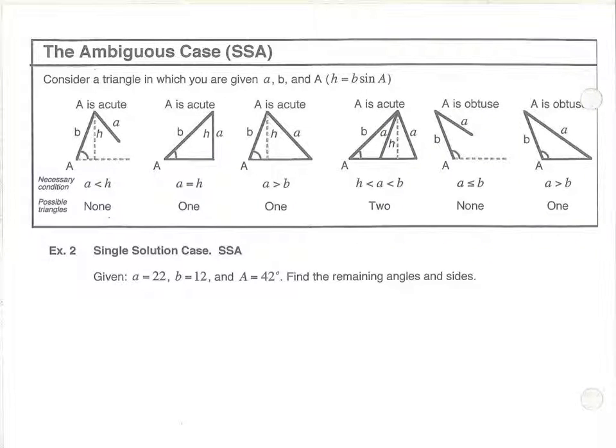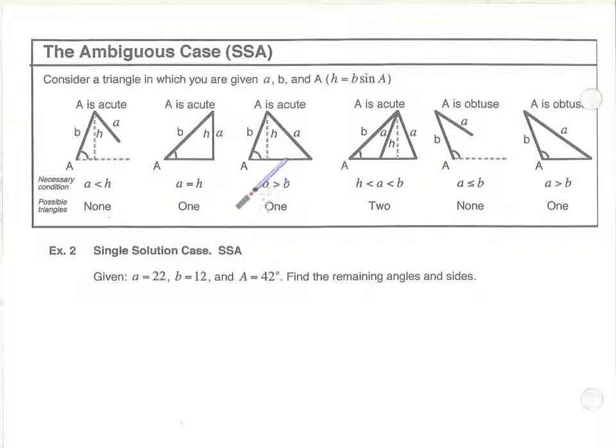So here, what if A is a little bit longer? If A is a little bit longer, it can actually make that triangle because this angle just got smaller. And if that side is long enough, it'll eventually hit this side and make one triangle. So you can have one solution. So you can have no solution. You can have one solution.